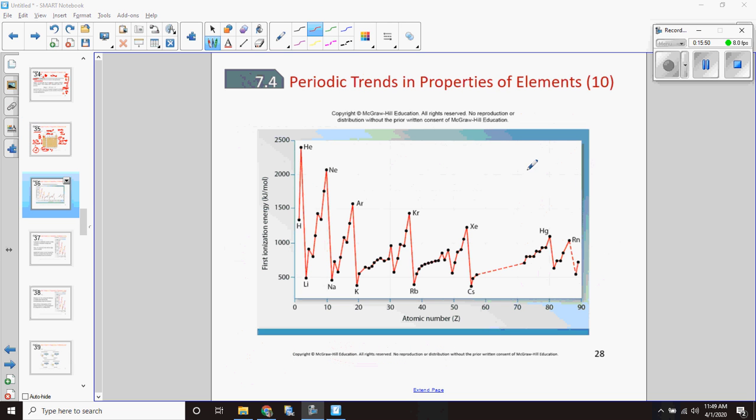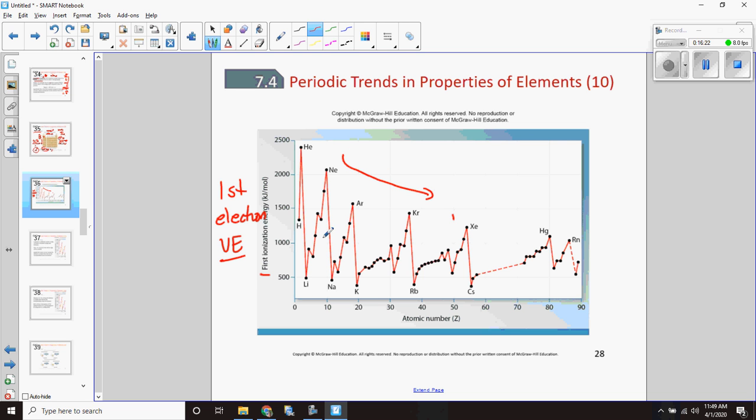Now, there is a trend in ionization energy, and we need to spend a moment looking at this. As you go across the periodic table, and this is literally from hydrogen all the way over to atom number 90, this is what's known as first ionization energy. So this is the very first electron to be removed from the atom. And this is a valence electron being removed. It's never a core electron. And we see an interesting trend.